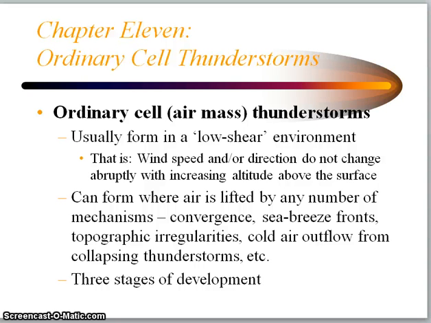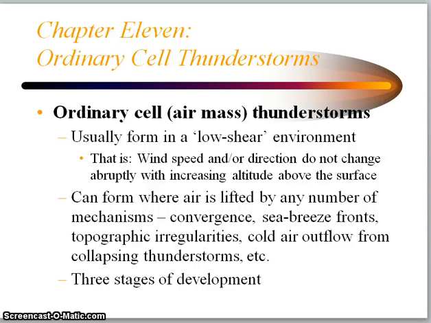These kinds of thunderstorms, in this kind of environment where you simply have a warm, moist air mass that rises into a cooler, unstable environment, maybe they pop up and they go away, and they pop up and they go away, and the whole drama takes place in less than an hour. These form when air is lifted by any number of mechanisms: convergence of opposing air masses, sea breeze fronts, that happens in Florida a lot, topographic irregularities, i.e. mountains, or cold air outflow from collapsing thunderstorms. That can actually produce additional thunderstorms.